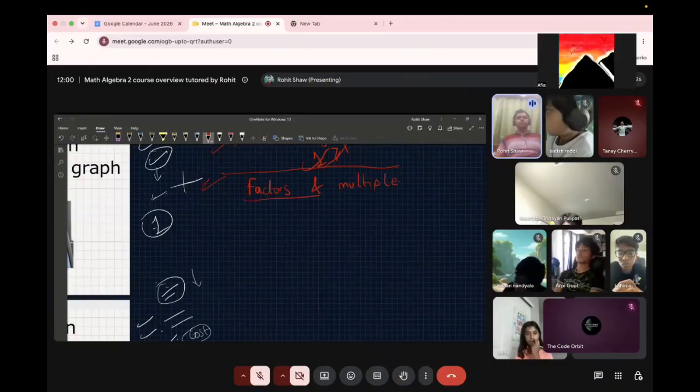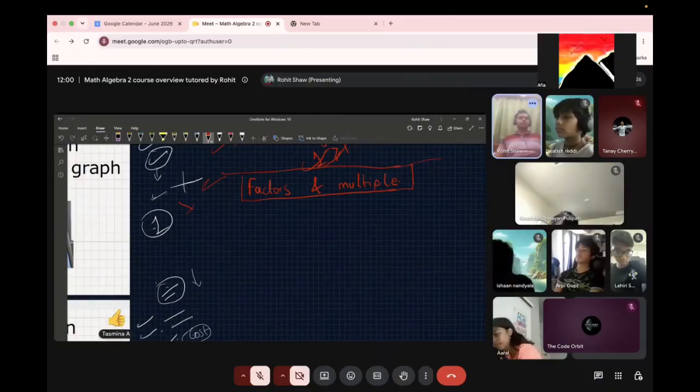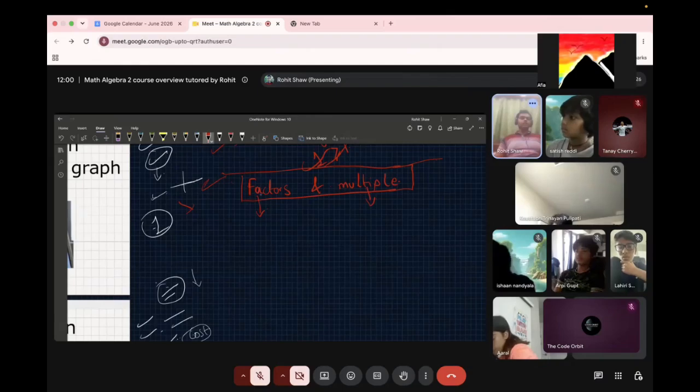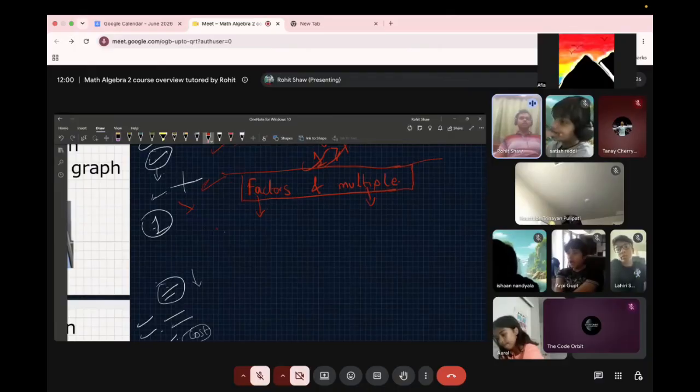So before moving to variables, let us deal with the constant part, okay? Because these are equally important in algebra. Factors and multiples. So what are factors and what are multiples? Factors are the numbers. I will not write, I will just tell you, you can listen. Factors of a number, let's say 24.